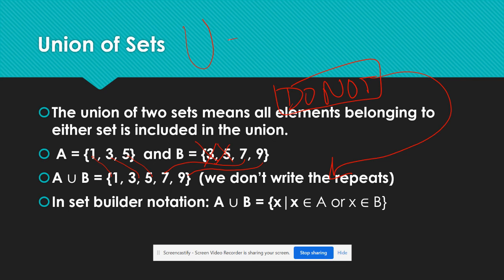And union is listed with a U. That makes sense, hopefully. I like when they match. Union U. Set builder notation, A union B, is X such that X is an element of A or B. So it can be either one. It doesn't have to be both.